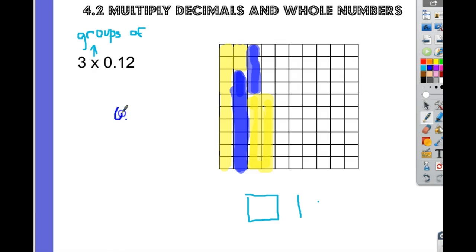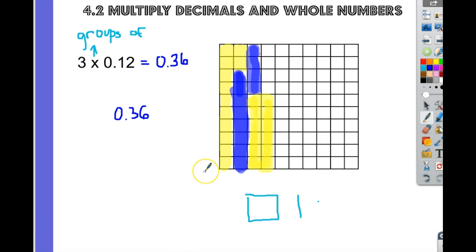So I'm going to put my 0 and my decimal. I have 3/10, and how many hundredths do I have? 1, 2, 3, 4, 5, 6 hundredths. So our answer is going to be 36 hundredths, and if we counted these out individually, we would come up with 36 of them. So my answer to 3 times 12 hundredths would be 36 hundredths.